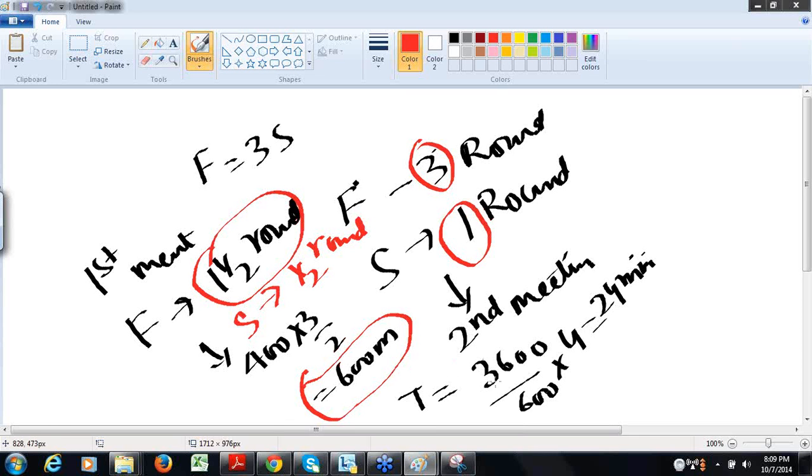It is asking to find the time taken by the faster runner to finish the race. For 600 meter, how much time has he taken? 4 minutes at that point in time. So for 600 meter he has taken 4 minutes. So for 3600 meter, he will take 3600 by 600 into 4, that is 24 minutes.